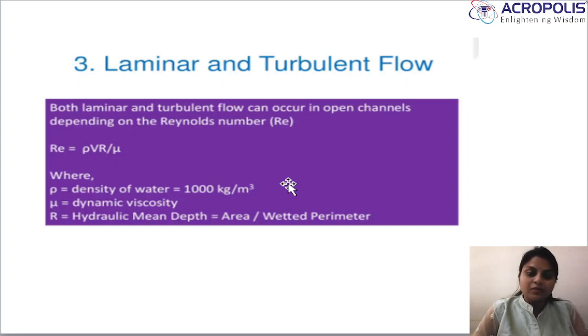In case of open channel flow, the ranges of the Reynolds number will change as compared with pipe flow. Here the formula is rho V R by mu, where R is the hydraulic mean depth, and it is the ratio of the cross-section area divided by the wetted perimeter. What do you mean by wetted perimeter? Wetted perimeter means the submerged perimeter, how much depth of water is there, which is covering the perimeter of that particular section.